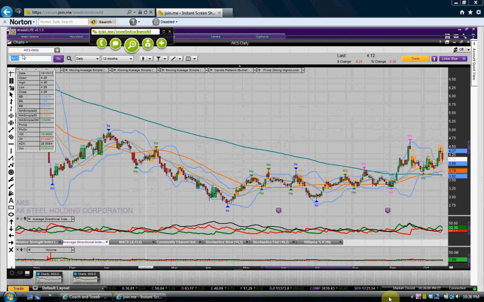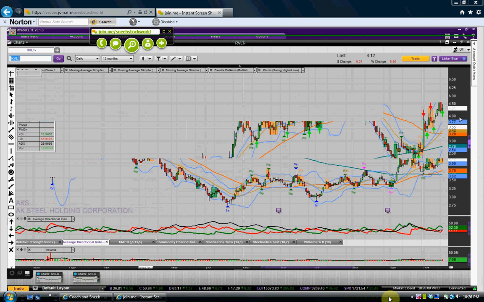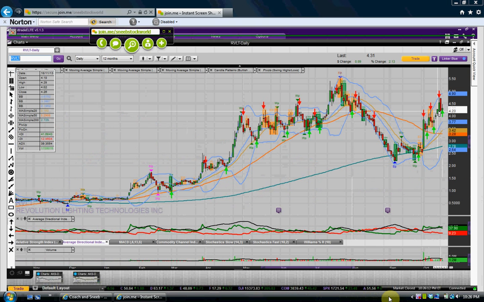RVLT kind of has a 3-day consolidated bottom, could take off from it, but really not at any type of support level. AK Steel, kind of right there near support. RVLT, okay, for those in free shares. AK Steel, off that 20 moving average, probably a good entry for anybody.